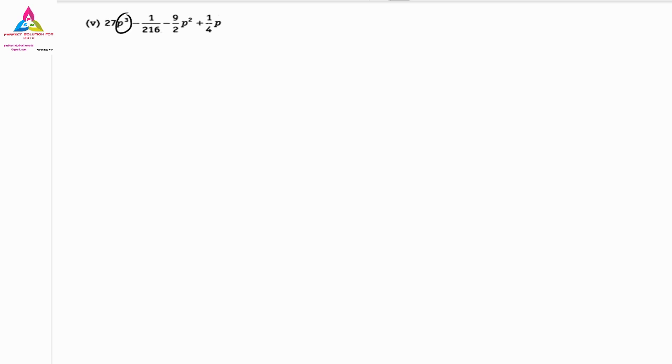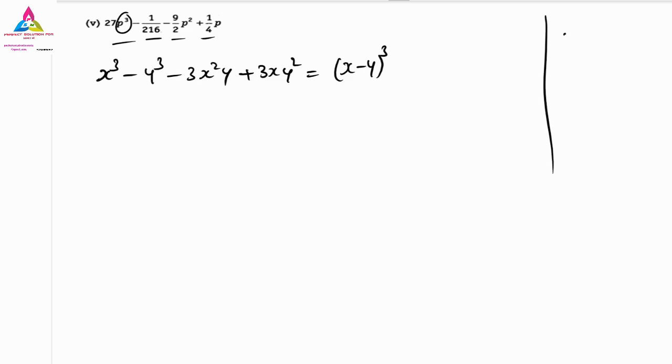Cube we have here, so cube only, and we have a total of 4 terms, meaning we have p and q. Here, very importantly, it is x cube minus y cube minus 3x square y plus 3xy square, the formula identity we have for x minus y the whole cube. So what is there in the x cube position?